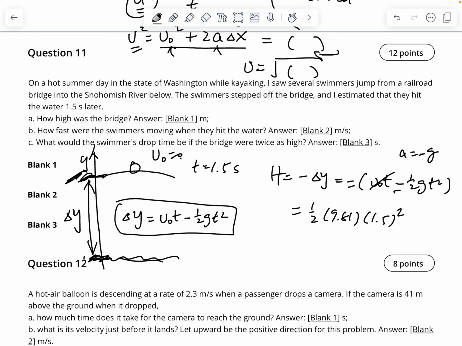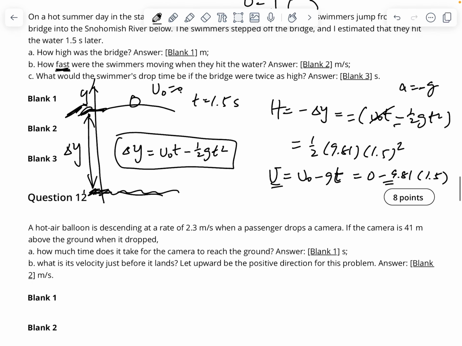How fast were the swimmers moving when they hit the water? So we look at velocity, right? Velocity equal to v naught minus g t, so 0 minus 9.81 times 1.5 seconds, and the velocity is a negative value. But if they ask how fast, that means they ask about the speed, so whatever you get here, you make it positive. Next: what would be the swimmer's dropping time be if the bridge were twice as high?